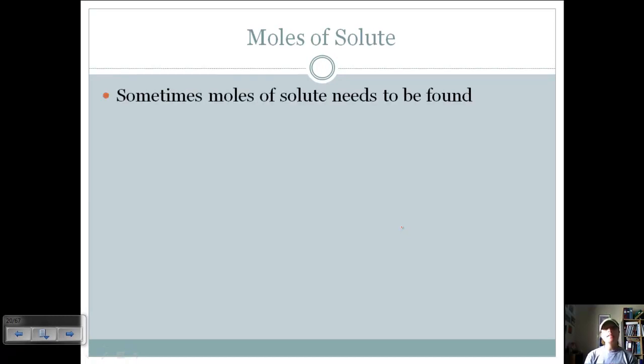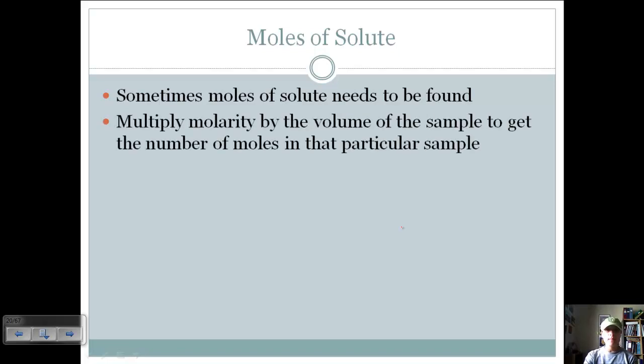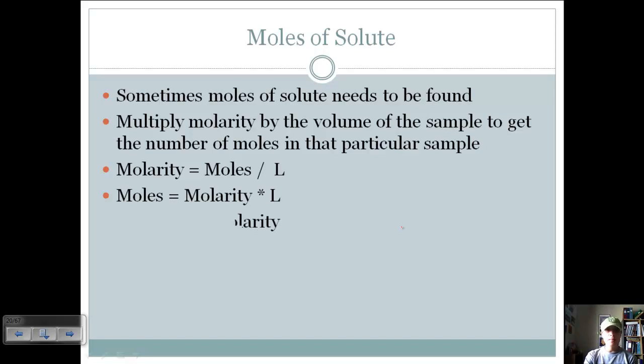Okay, so sometimes instead of finding molarity, we want to find moles or maybe even liters, and so all we have to do is rearrange that equation. In order to get moles, we multiply the molarity by the volume. Molarity is moles per liter. Multiply those liters on both sides, that gets them out of the bottom, and then moles is molarity times liters.